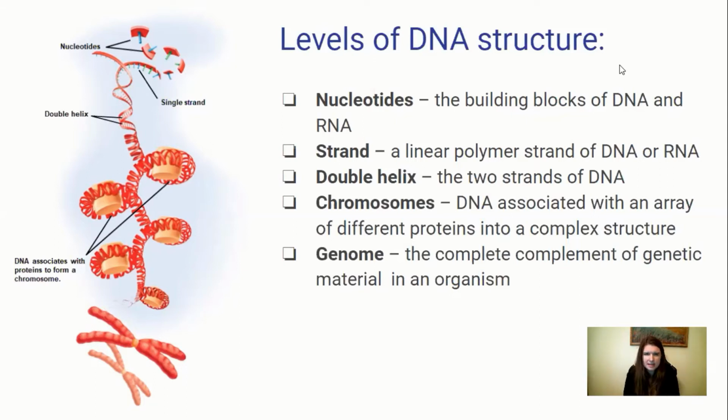And from there, the DNA winds around a series of proteins, most of which are called histone proteins, into structures called chromosomes. So chromosomes are DNA coiled tightly around a bunch of proteins. If we're referring to all our chromosomes together, we call that the genome.